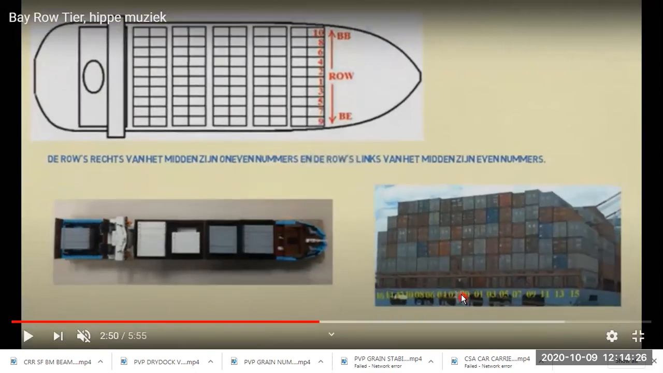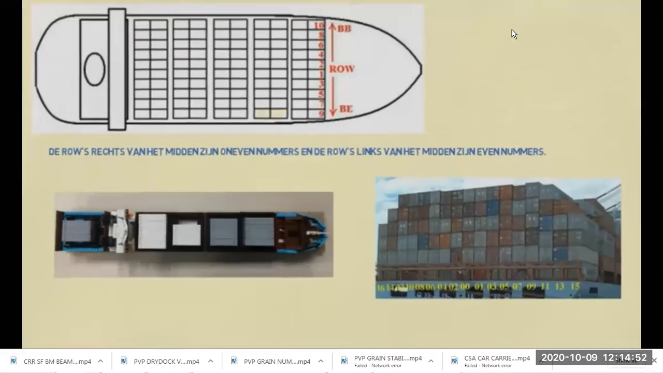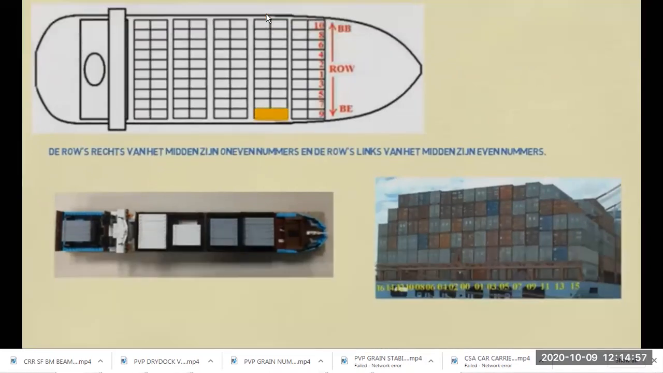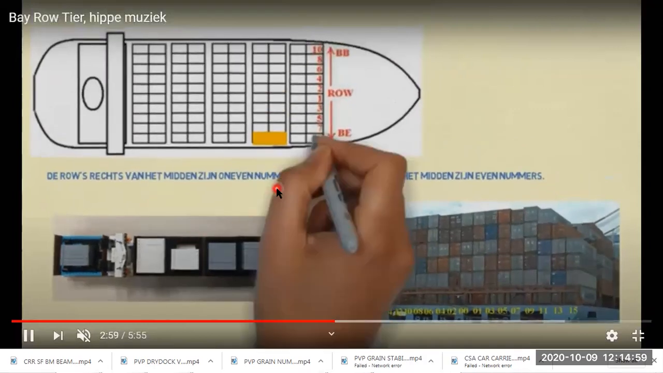So you can see here also in this diagram that center row is 0, 0, and then starboard side 1st row, 3rd row, 5th row, 7th row, 9th row, 11th row, and like this 13th row. And on port side, 2nd row, 4th row, 6th row, 8th row, like that we keep going till the end. You can see from top, these are the different rows.